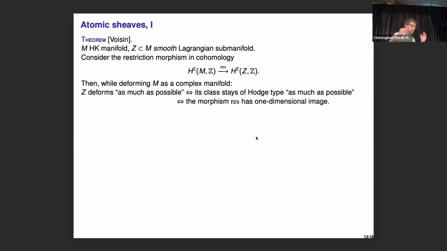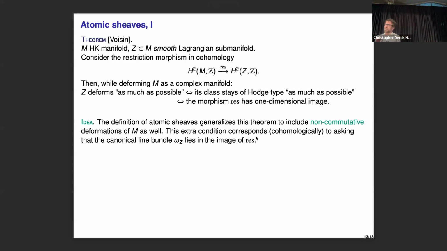But what does it mean, as much as you want? Well, I look at the restriction map between the cohomology of the manifold and the cohomology of the Lagrangian manifold, and I look at the image. I can deform as much as possible if and only if the class stays of Hodge type. That is, if and only if the restriction morphism has rank 1, so a one-dimensional image. We know it has a one-dimensional image because of an ample polarization. But that's it.